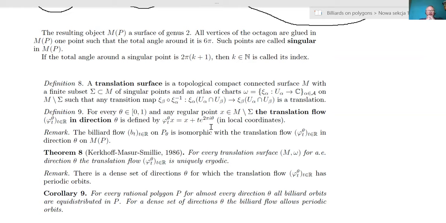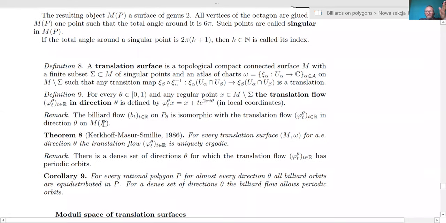with unit speed. Of course, this is not as easy as for the torus, because there are singular points, and we can define our flow for most points of the surface, but not for all. So there are orbits which hit singular points, and then the orbit dies. This is exactly this situation. Okay, what does it mean? Finally, it means, and this is also an answer to your question, that if we deal with a rational polygon, then the billiard flow restricted to the set P theta is isomorphic to the translation flow on the surface M_P.